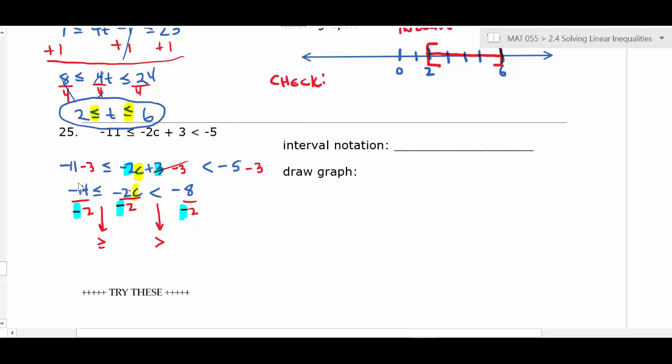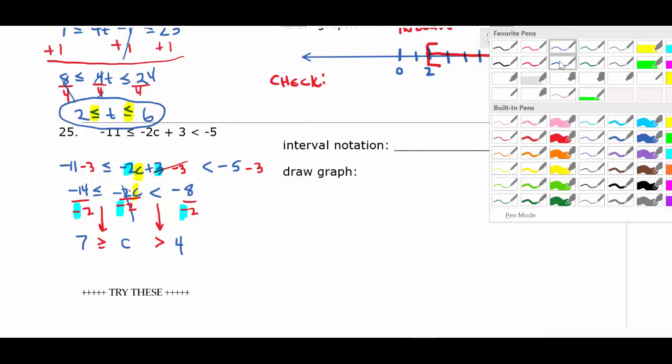All right, so let's do this. That would be positive 7, that's going to be c, that's going to be positive 4. That's it. Okay, let's draw a graph.